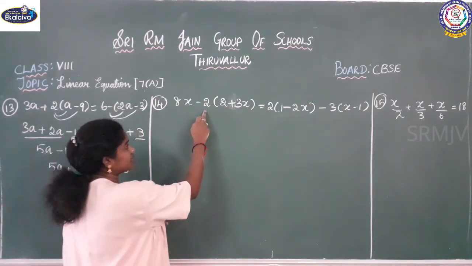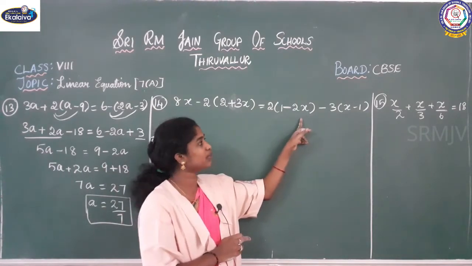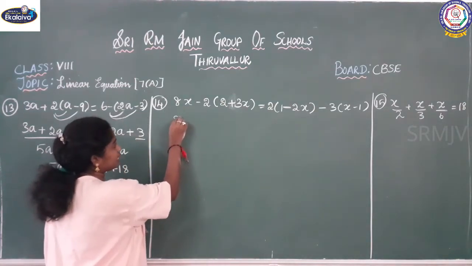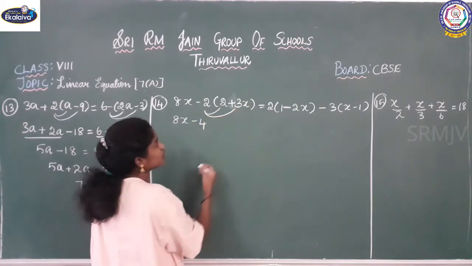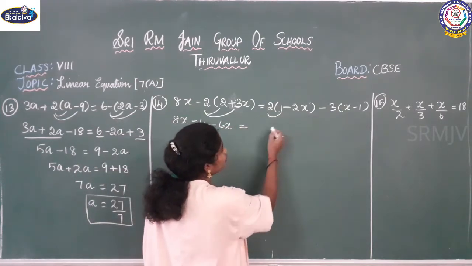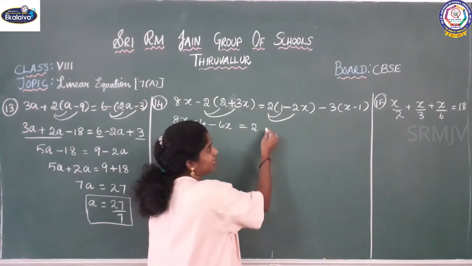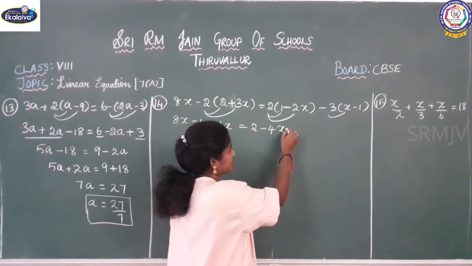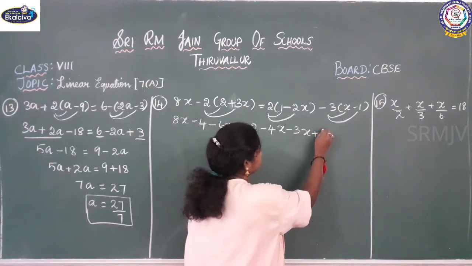Okay. 8x minus 2 into 2 plus 3x is equal to 2 into 1 minus 2x minus 3 into x minus 1. Listen. 8x minus 2 into 2 minus 4, minus 2 into 3x minus 6x, okay, is equal to 2 into 1, 2, yes, minus 2 into minus 2x, minus 4x, okay, minus 3 into x, minus 3x, minus 3 into minus 1, plus 3.